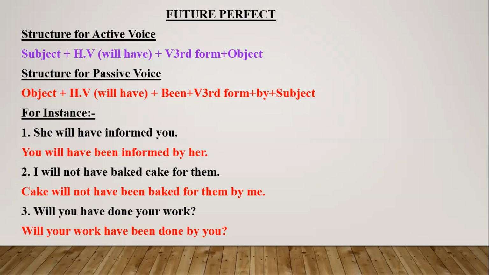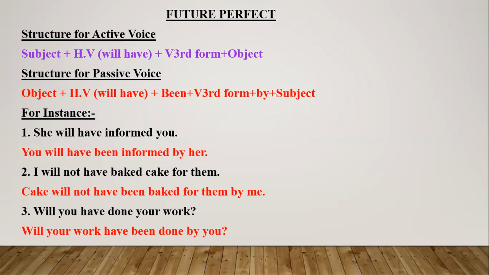So let's have an example. She will have informed you. You is basically your object. You have to put it in the starting or the beginning, so you can say you will have been informed by her.